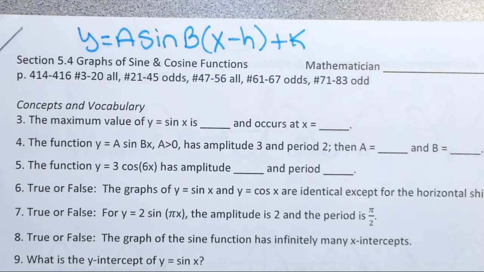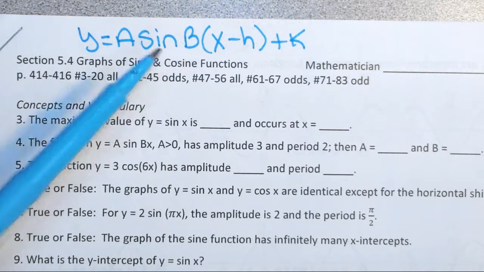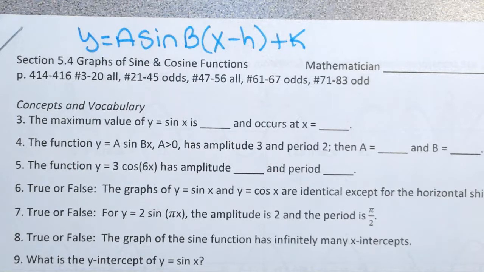What did we say the A meant? Amplitude. And what did we say amplitude could never ever be? Negative. Very good. What did we say the B represented? Frequency. And frequency is how many of those little curves fit between 0 and 2 pi? How many of them fit between 0 and 2 pi?